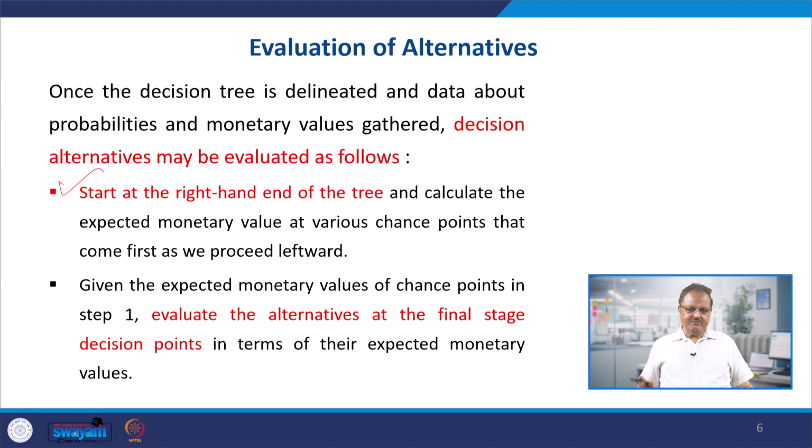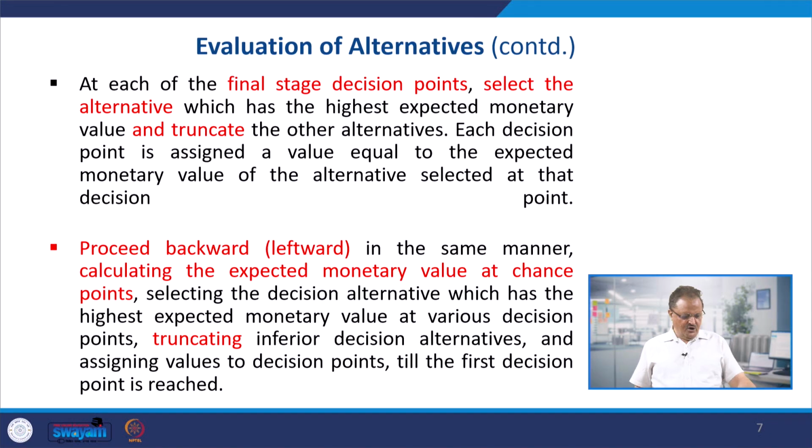So start moving from the right to left and start calculating the monetary values, and finally try to find out whether the monetary value is as per the expectations or it is not as per the expectations if you go for implementing the decision. If they are not as per the expectations, even at the last stage of the decision tree analysis, we can decide to drop the project. So this is the evaluation of the alternatives.